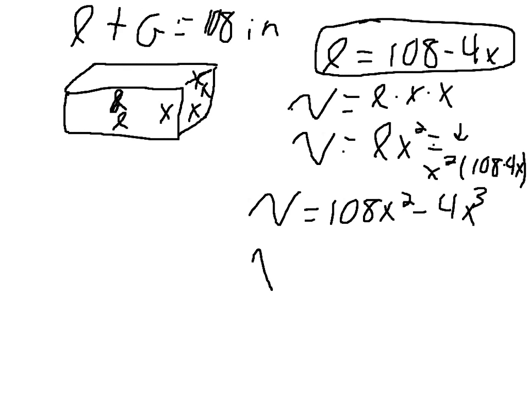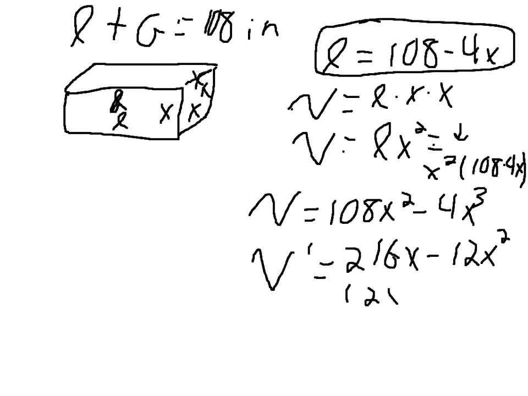Now we can take the derivative of the volume equation, and that is what we wanted to do this whole time. And then we'll take the critical points. We can take out a 12x, 18 minus x. So that'll give us x values of 0 and 18. Sorry.